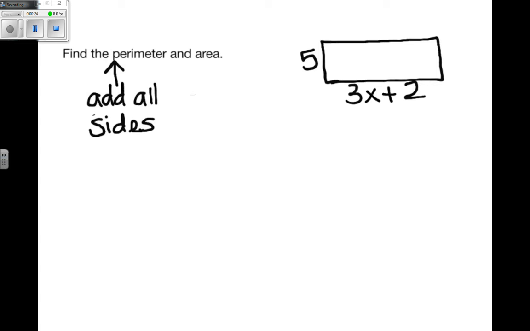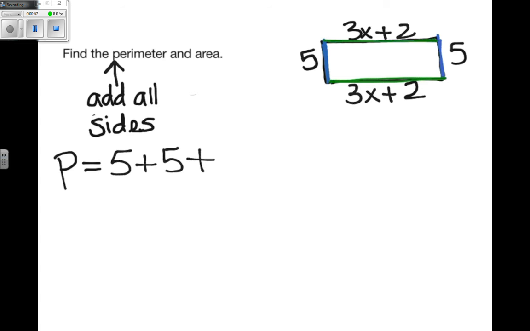And if we look at what we know and understand about rectangles, they've only labeled two sides, but if this side is 5, we also know that the opposite side is 5. And if this side is 3x plus 2, we know that its opposite side is 3x plus 2. Now we can find the perimeter by writing an expression adding all of those sides together. So we've got our blue sides, our 5 and 5. We'll add those, and we're going to add the two green sides, 3x plus 2 plus another 3x plus 2.